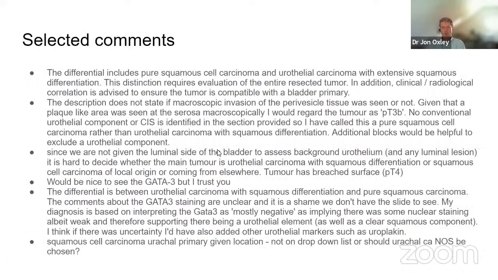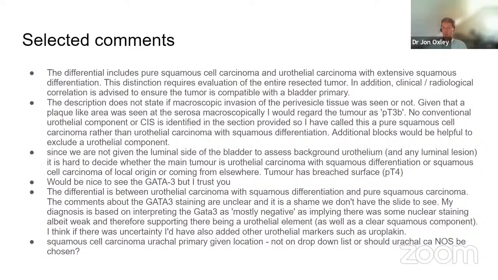And with one of these cases, we always have the same discussions. Is this a squamous cell carcinoma, or is this a pure squamous cell carcinoma, or is this a urothelial carcinoma with extensive squamous differentiation? Everyone would like to see more blocks. And given that a plaque-like area was seen in the serosa macroscopically, I regard this tumor as PT3B. No conventional urothelium or CIS is identified in the section provided, so I've called this pure squamous.